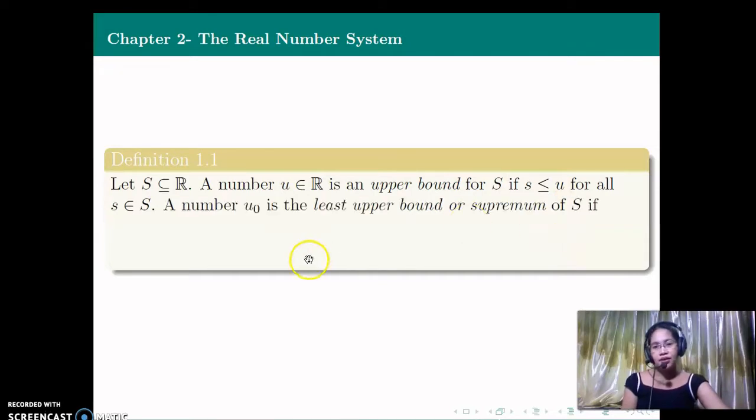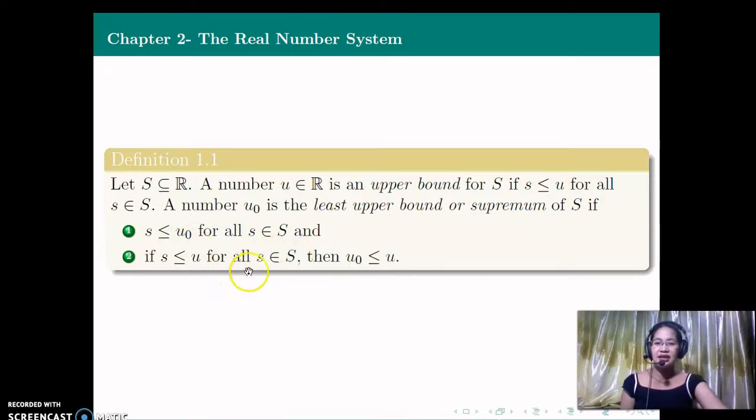Now, a real number U sub 0 is the least upper bound or supremum of S if the two conditions are satisfied. First, U sub 0 is of course an upper bound, and it should be the smallest among all the upper bounds for S. We have here our notation for the least upper bound of S, or the supremum of S.